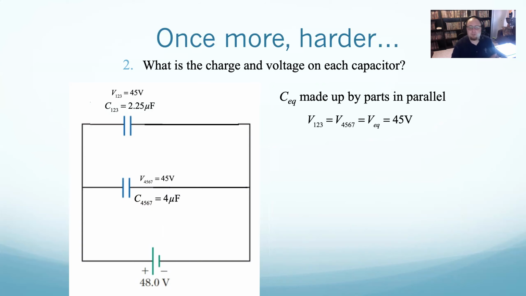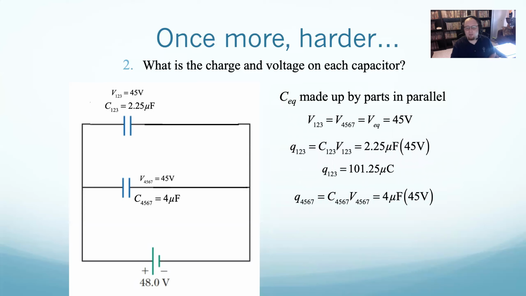I can get the charge of each one too. Q equals CV. So Q123, there you go. We can solve for it. Q4567, there you go. We can solve for it.